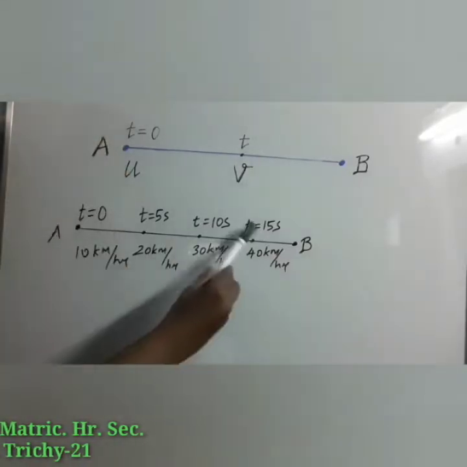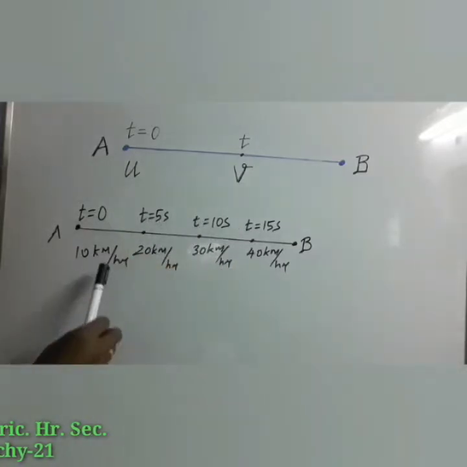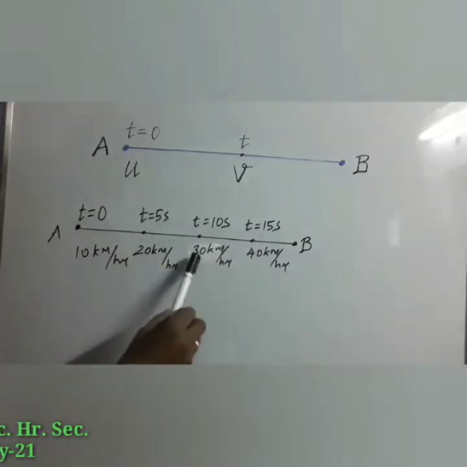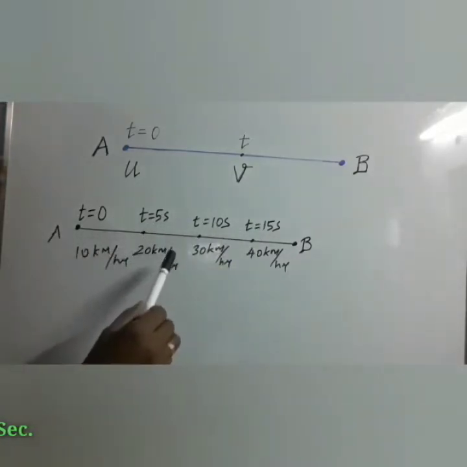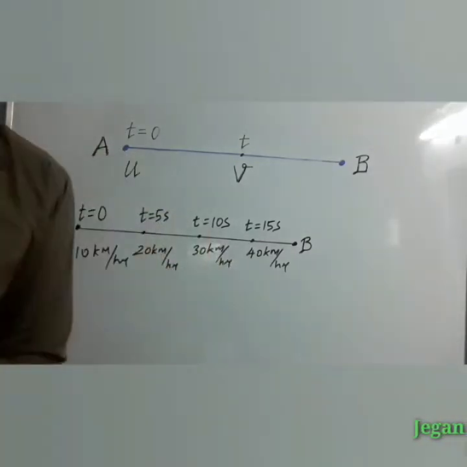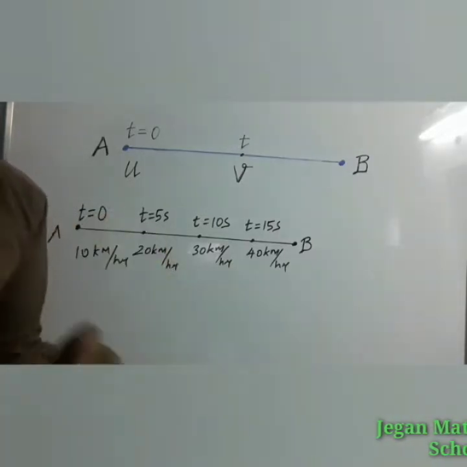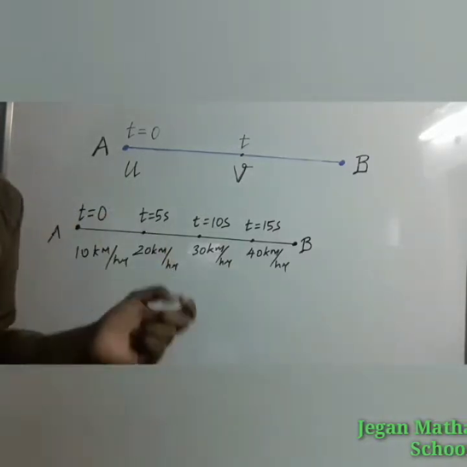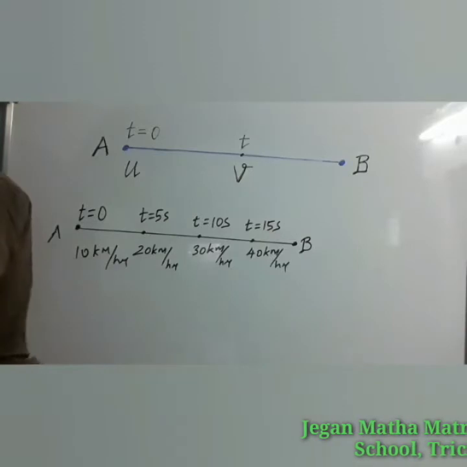You can see the difference between the timings. I have taken the velocity value for every 5 seconds. There is an increase in velocity at a constant rate. For every 5 seconds, velocity increased at the rate of 10 km per hour. So this is an example of uniformly accelerated motion. So in accelerated motion, if the change in velocity of the object per unit time is the same, then the object is said to be moving with uniformly accelerated motion.